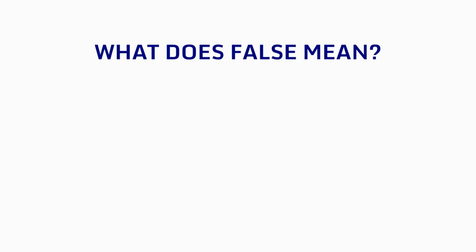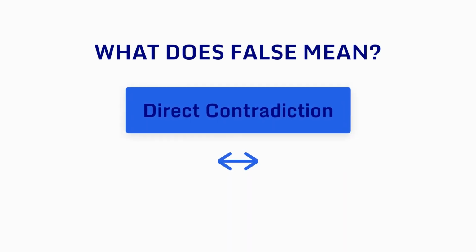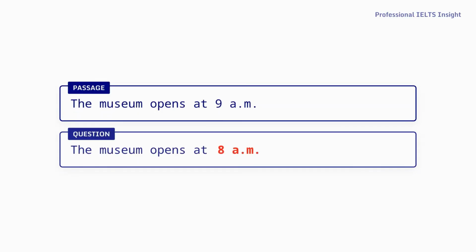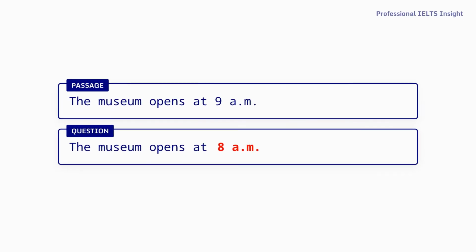A statement is false when the passage gives information that directly contradicts or opposes the question. For example, the passage says, the museum opens at 9 a.m., and we need to check if the question contradicts this. The question says, the museum opens at 8 a.m. The passage clearly says 9. The question says 8. One is the opposite of the other. These two statements cannot both be correct at the same time, so the answer is false. A clear contradiction in the text always results in a false answer.